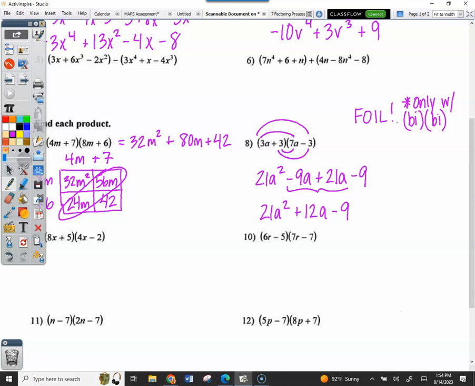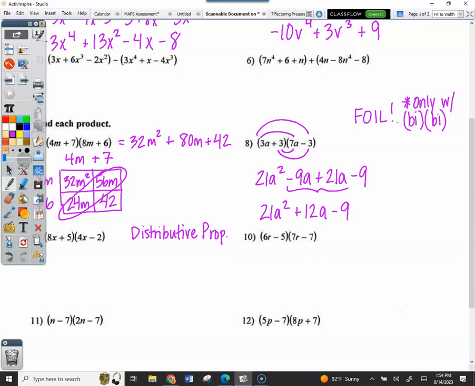There's a third technique. I'm going to show it to you. It is called the distributive property. The beauty of the distributive property is it works every time. Doesn't matter what you have in front of you. You can have a monomial times a binomial. You can have a binomial times a binomial. You can have a binomial times a trinomial. Doesn't matter. You can have a trinomial times a trinomial.